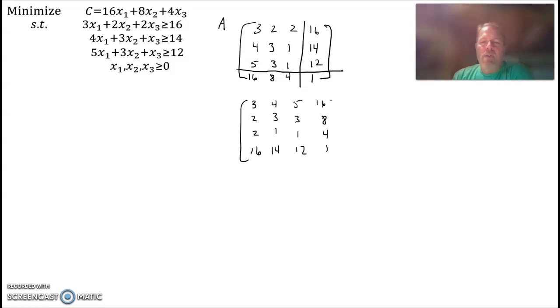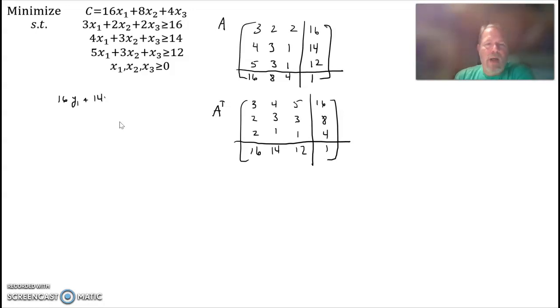And this is our transposed matrix. We call this A superscript T. All right, so transpose of A. So now we rewrite those down, but now we write it down as a maximizing function. So we write down 16, and we change the variables from x sub 1s to y sub 1s. 16y sub 1 plus 14y sub 2 plus 12y sub 3, and instead of c, we call this p.